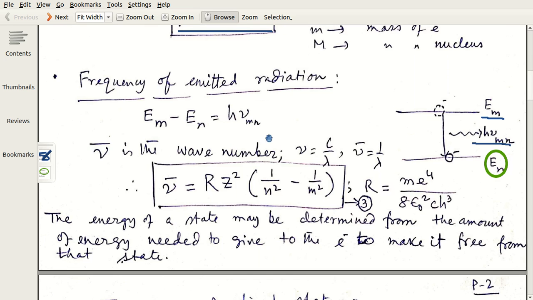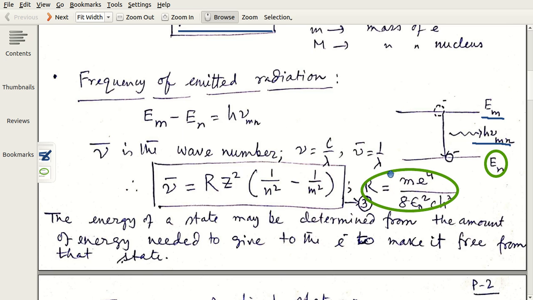And this energy E equals h nu. If we write it in terms of wave number, where nu bar is the wave number, which is the reciprocal of the wavelength, then nu bar follows this relation. Z is the atomic number, it is 1 in case of hydrogen, and R is known as the Rydberg constant. The expression for R is given here. And follow any textbook, you will find a discussion on Rydberg constants.